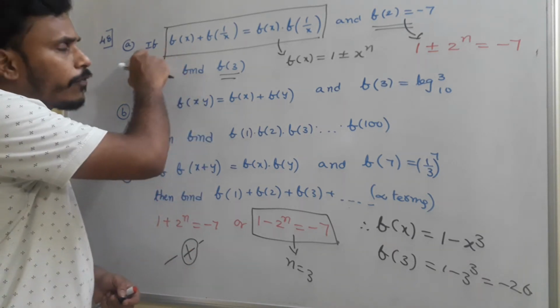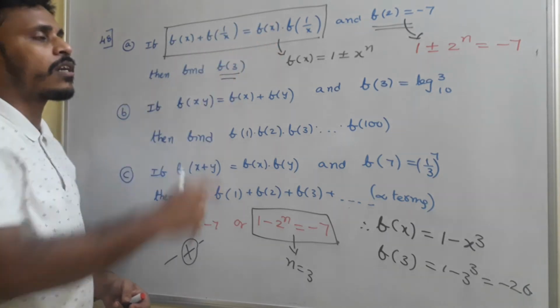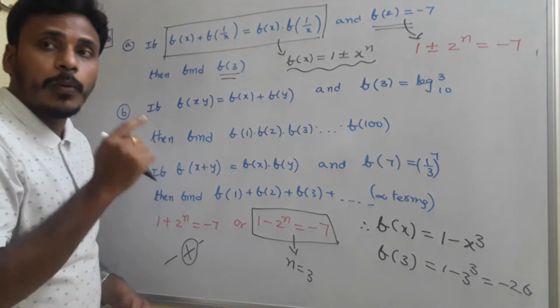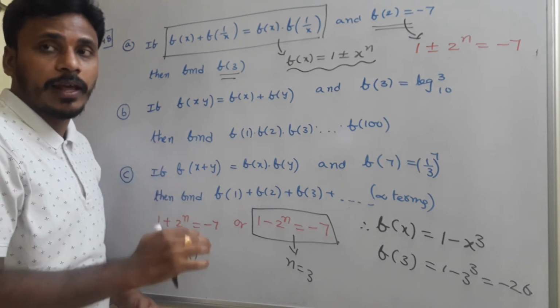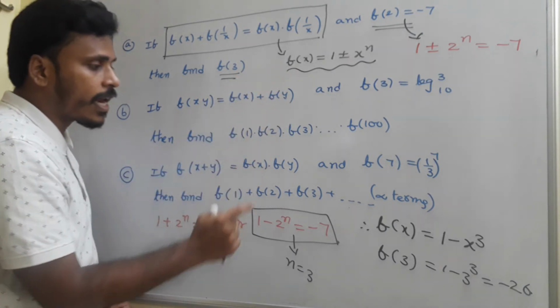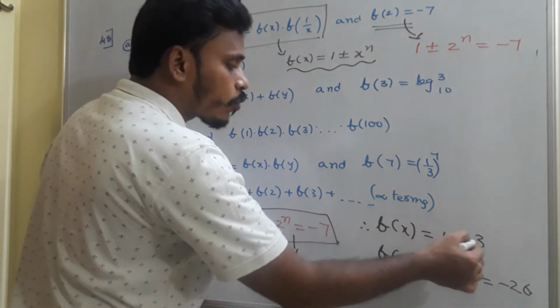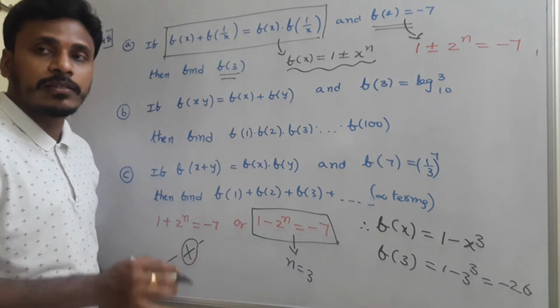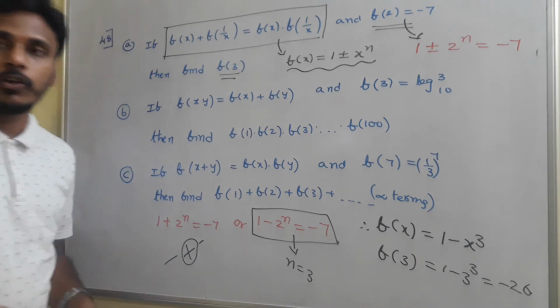So if you observe this type of functional relation at any time, you need to think about this particular function, which is 1 plus or minus x power n. From there we calculated n as 3. At the end the function is 1 minus x cube, and the required answer is minus 26. There ends the first problem, right? Have a look.